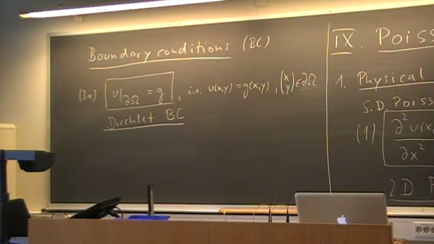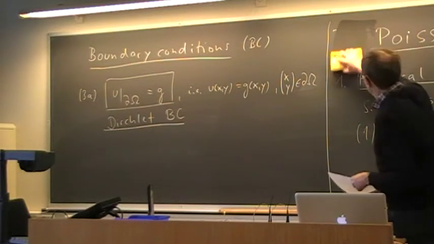When we, however, do not give the value itself, but its normal derivative, then we get a Neumann boundary condition.